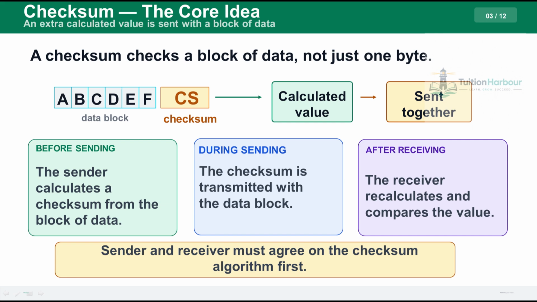Checksum, the core idea. A checksum is a value calculated from a block of data. Before the data is sent, the sender calculates the checksum. The checksum is then sent with the block of data. When the receiver gets the data, it uses the same method to calculate the checksum again. Then it compares both checksum values. If the values match, no error has been detected. If the values do not match, an error has been detected.